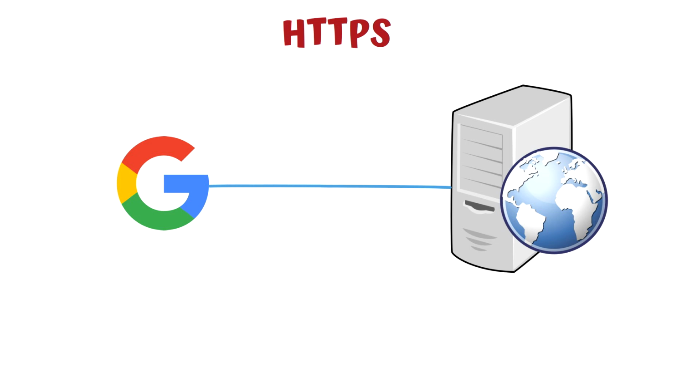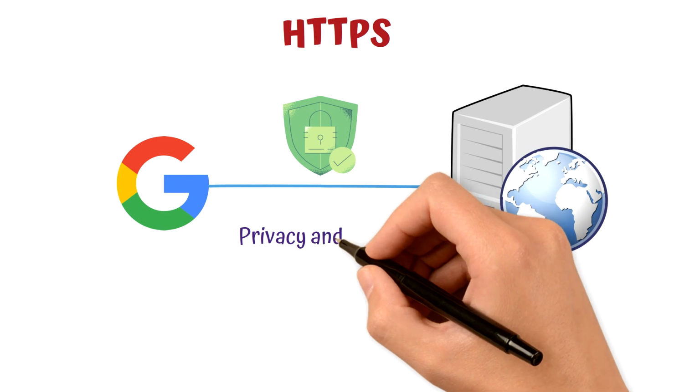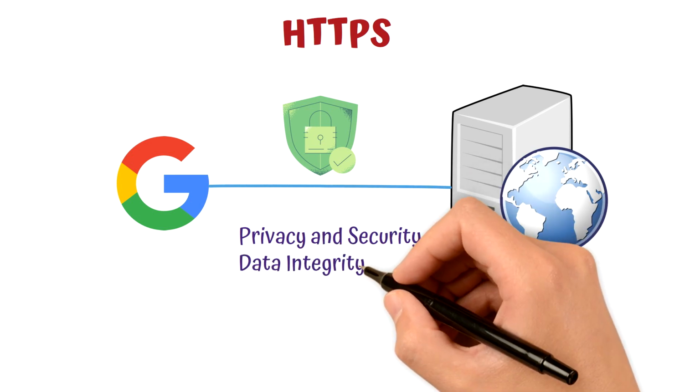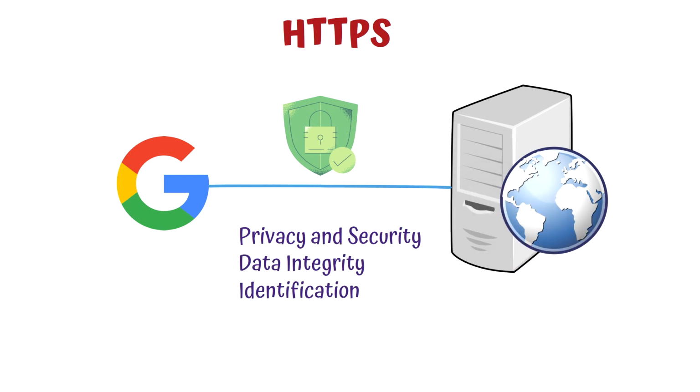HTTPS, or Hypertext Transfer Protocol Secure, is a protocol for securing the communication between two systems, for example, the browser and the web server. We need HTTPS for three major reasons: privacy and security, data integrity, and identification. Let's talk about privacy first.